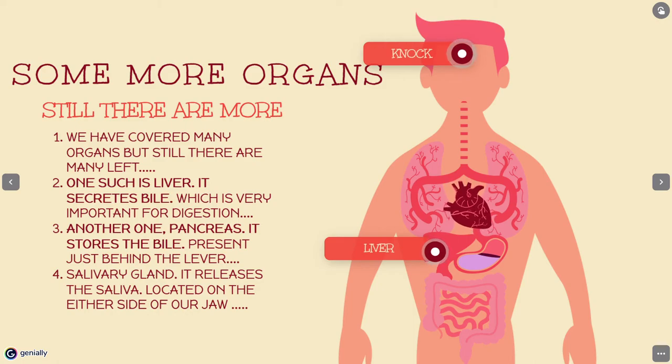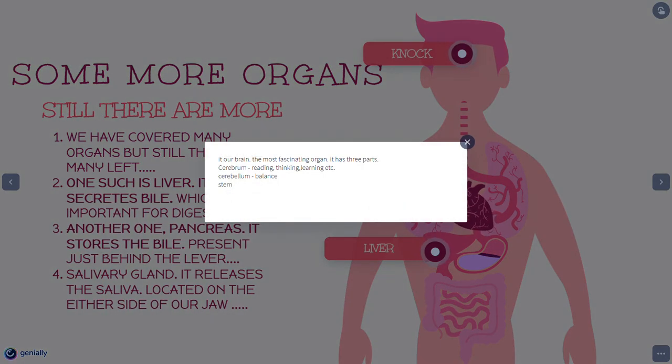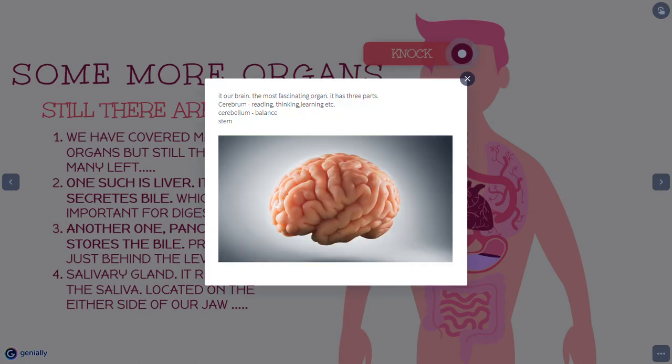Wait, there's someone knocking. Oh, who is it? Let's talk to it. Hello, can we talk to you? Hey, who are you? I am the brain. Whom am I talking to? Oh, hello, brain. I am Utkarsh and I want to talk to you. I want to know about you. I have learned about all of our body parts. Just you are left. Seems interesting. Let me tell you about me.